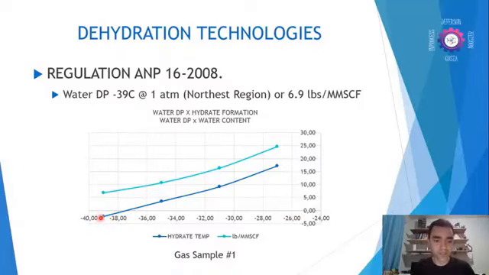with the dew point, what is the relation related to the mass available in this gas? So how many pounds are there at minus 39 Celsius degrees? And I did another curve showing me what is the expected temperature for hydrate formation.